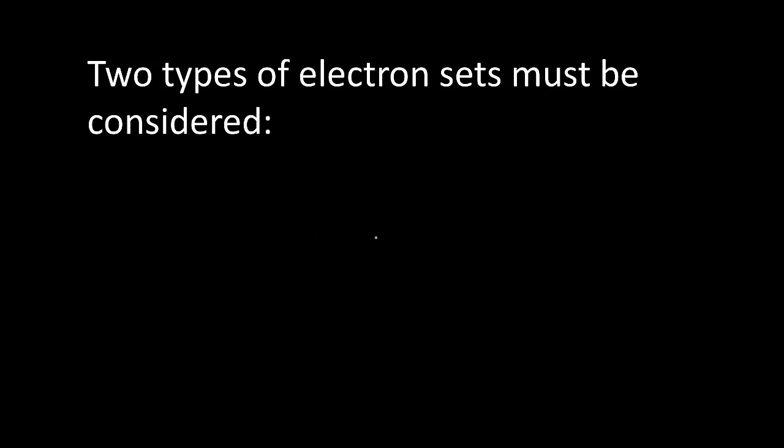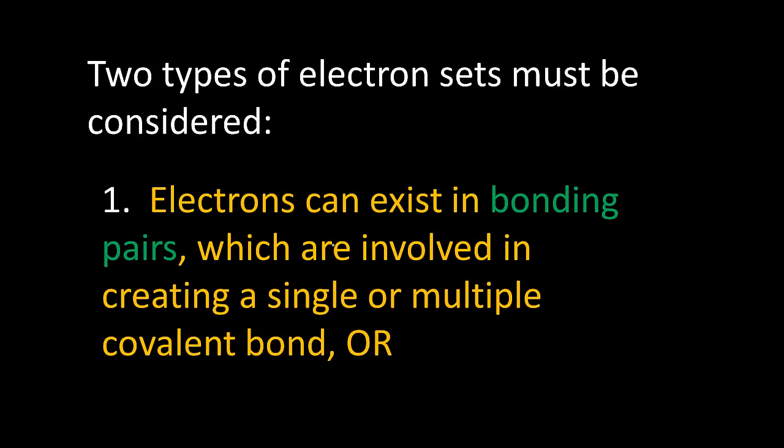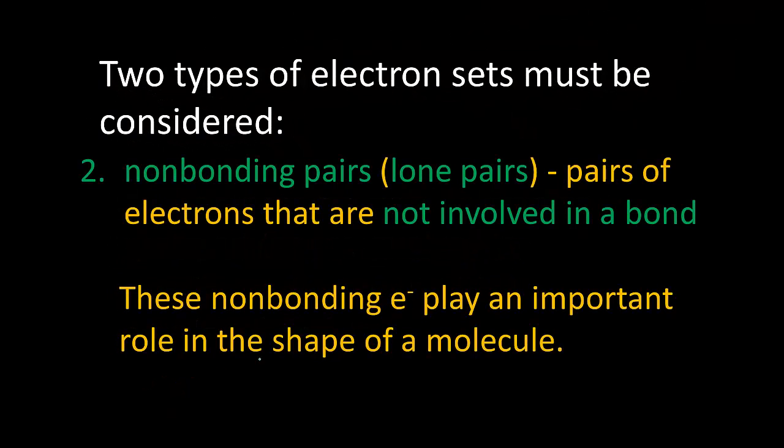There are two types of electron sets that must be considered. The first one is that electrons can exist in bonding pairs, which we already know about. Those are the pairs that are shared between two atoms, and they are involved in creating a single or multiple, which are double and triple, covalent bond. The second type are the non-bonding pairs, the lone pairs, the pairs of electrons that are not involved in a bond. Those are usually the ones on an atom that are not shared at all. These non-bonding electrons also play an important role in the shape of a molecule.